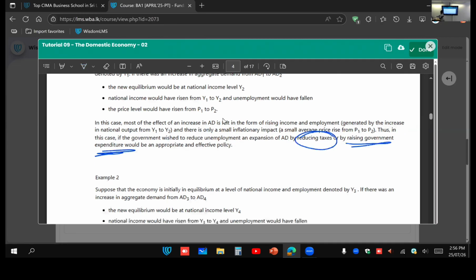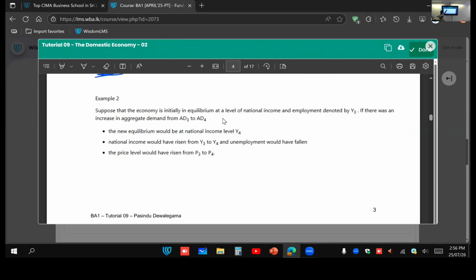Next, scenario number 2. Now the second part in the diagram. Suppose that the economy is initially at equilibrium at a level of national income and employment denoted by Y3. If there was an increase in aggregate demand from AD3 to AD4 in the latter part of the supply curve, the new equilibrium would be at Y4, national income Y3 to Y4. Unemployment would have fallen, true, because output increases, even a small output increase. So unemployment has gone down. The price level would have risen from P3 to P4. It's a big jump, right?